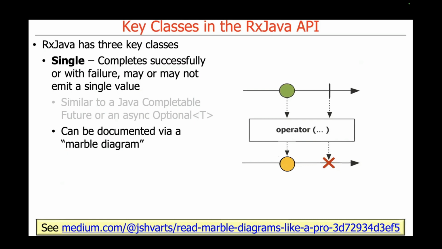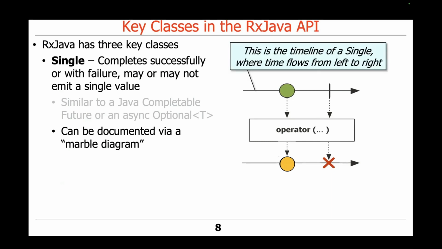These are documented by the documentation, which you'll find online, using something called marble diagrams, which is a pretty funny name, but you'll see why they call them marble diagrams in a second when we look at the examples here. So in a marble diagram, there's a timeline of either singles or observables or flowables, where time flows from left to right.